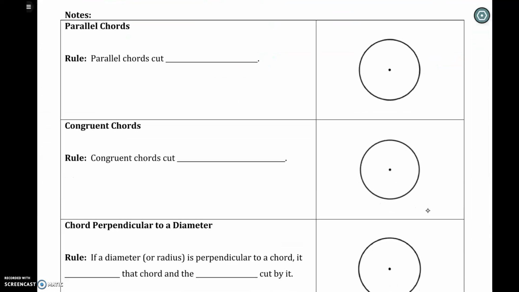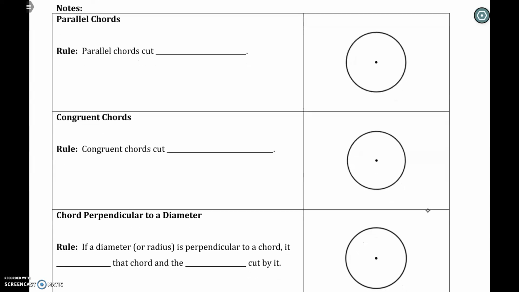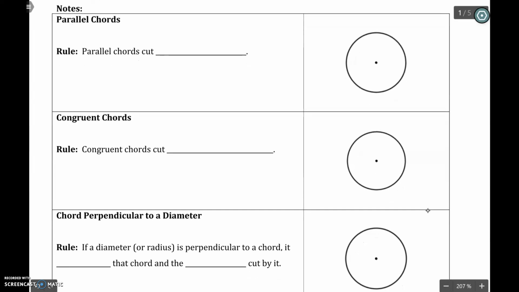So 3 rules we're going to talk about in this lesson. The first is what happens when we have chords that are parallel. If I were to sketch in 2 chords and make them parallel to one another, so I have a chord here and here, and parallel means that they will never touch, then the arcs between them here and here are going to be congruent. So parallel chords cut congruent arcs between them.